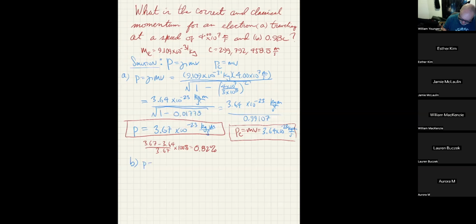Okay, part B, use the same formula, except we're now using a different value of the speed. In fact, the speed is going to be 0.98 c. So when you write that gamma is 1 over the square root of 1 minus v over c quantity squared, if I put in 0.98 c for the v, then the c in the v term is going to just cancel out with the c below it. So I'll end up getting, again, 9.109 times 10 to the negative 31 kilograms.